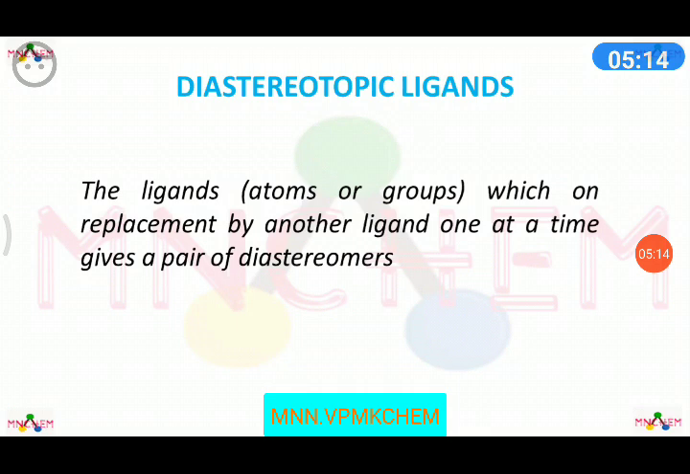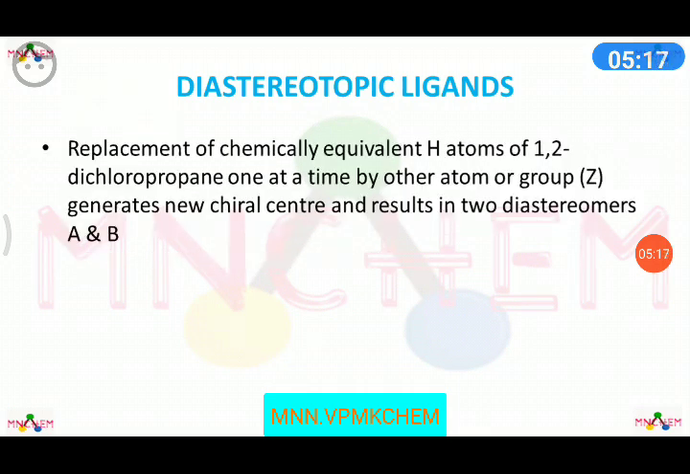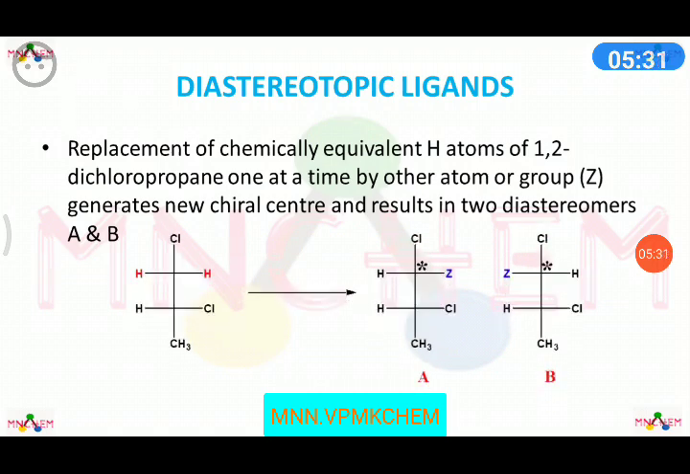Example. So what we have: if I take 1,2-dichloropropane and try to replace the hydrogen by group Z, it generates a new chiral center. Here, this is our compound 1,2-dichloropropane. And these two hydrogens in red color, if I replace one at a time with another ligand Z, I get two products A and B.